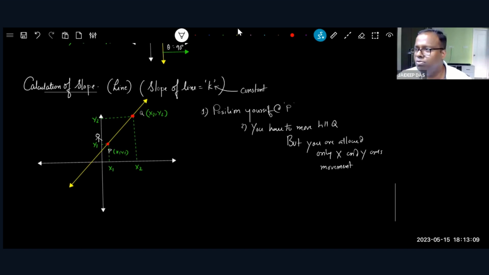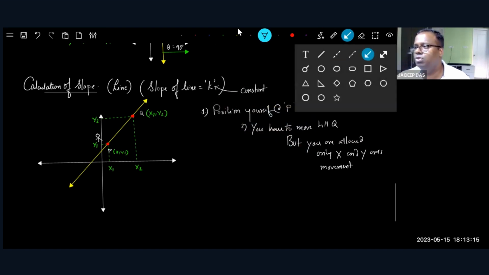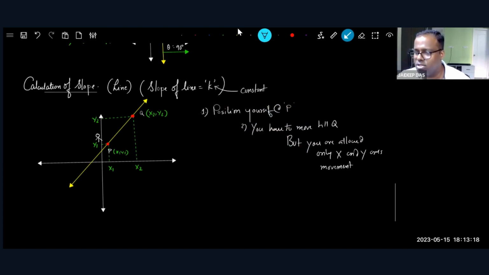So how do you move? You have two choices left. I've constrained you with a condition: you can't move the way you want. Option number 1: Pepper and his brother first climb up, and then move to the right. Option number 2: Pepper and George first go to the right and then move up to Q. That's the only way they can reach Q.